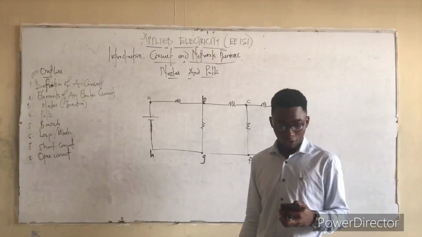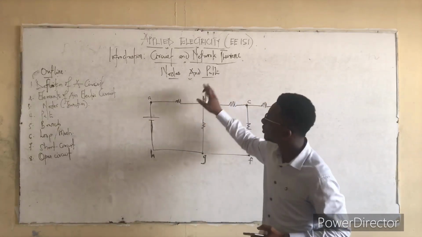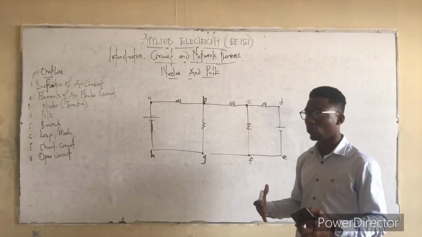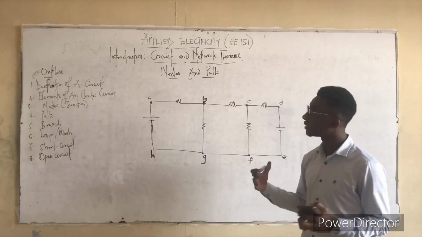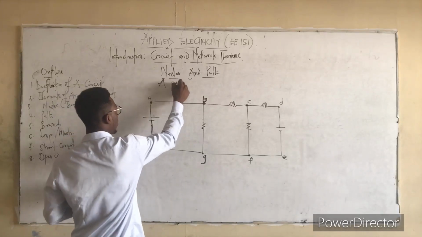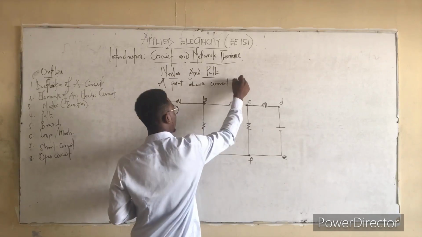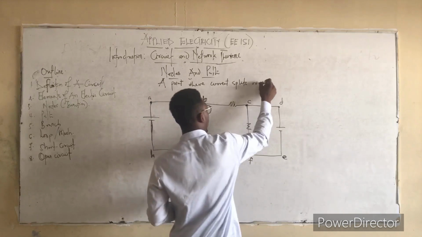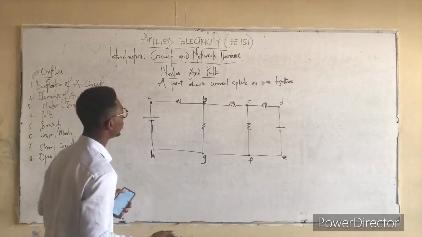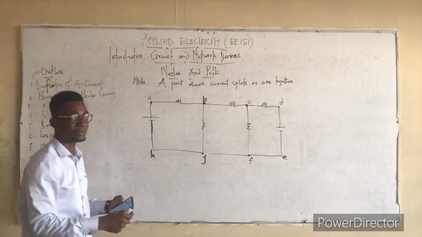Now, according to the outline, to actually explain it, I want to use this circuit diagram to explain what a node is, and also what a path is. When you say a node, it is simply a point where current splits or comes together. So a node is simply a point in the electric circuit where current splits or comes together.